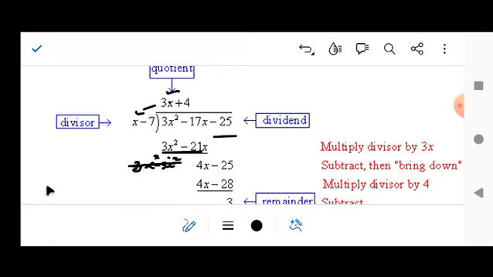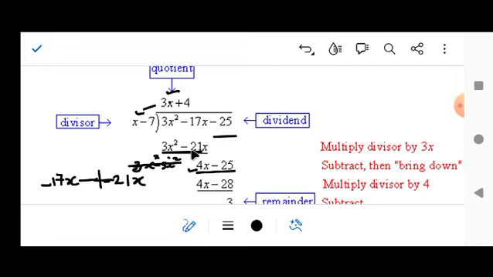So let's put it here to understand better. You have minus 17x. You have this minus that's here, then you have minus 21x. So minus automatically becomes plus. So minus 17x plus 21x is 4x. This is the 4x you're seeing here. Then I'll bring down my 25. See it here? It is straightforward, right?